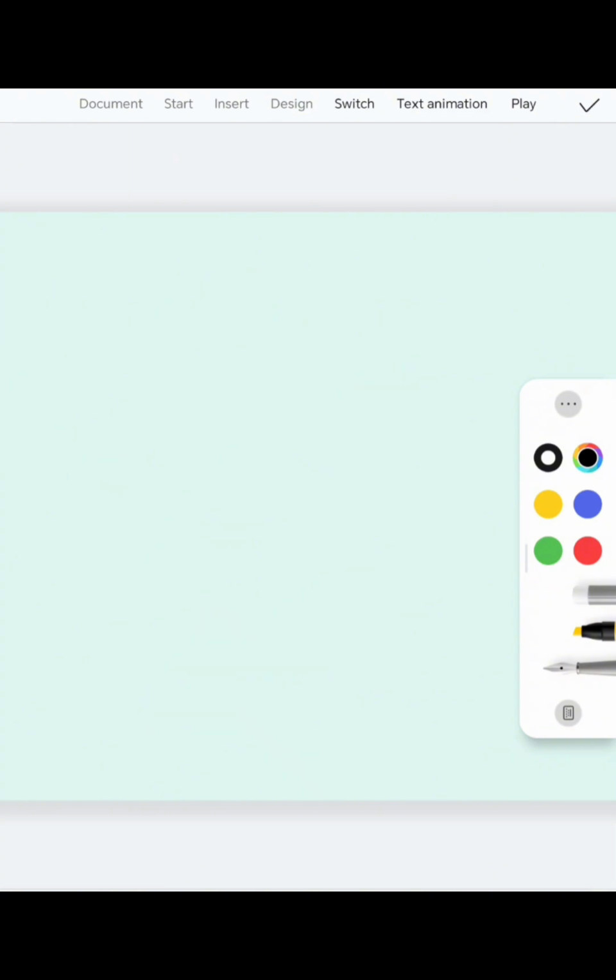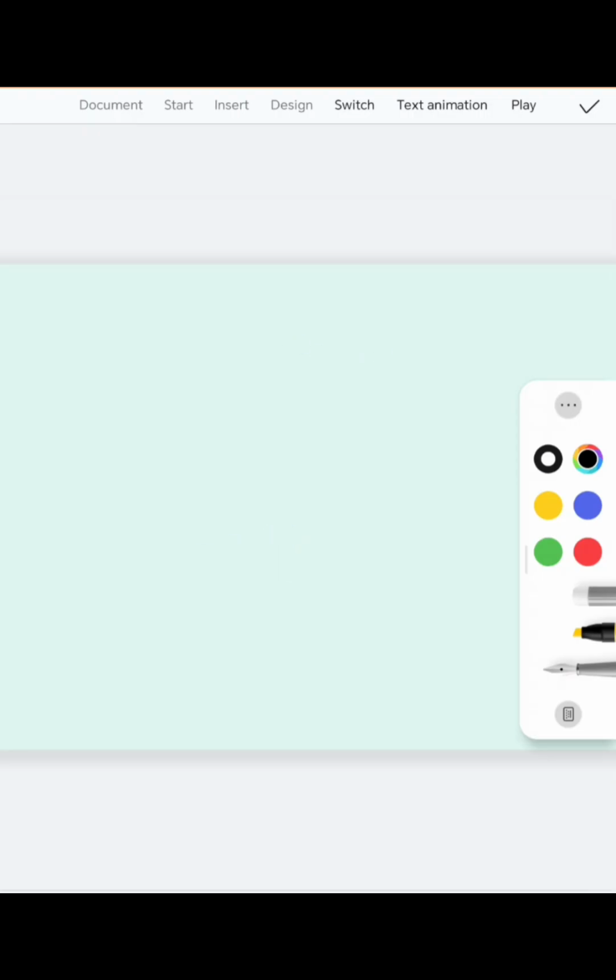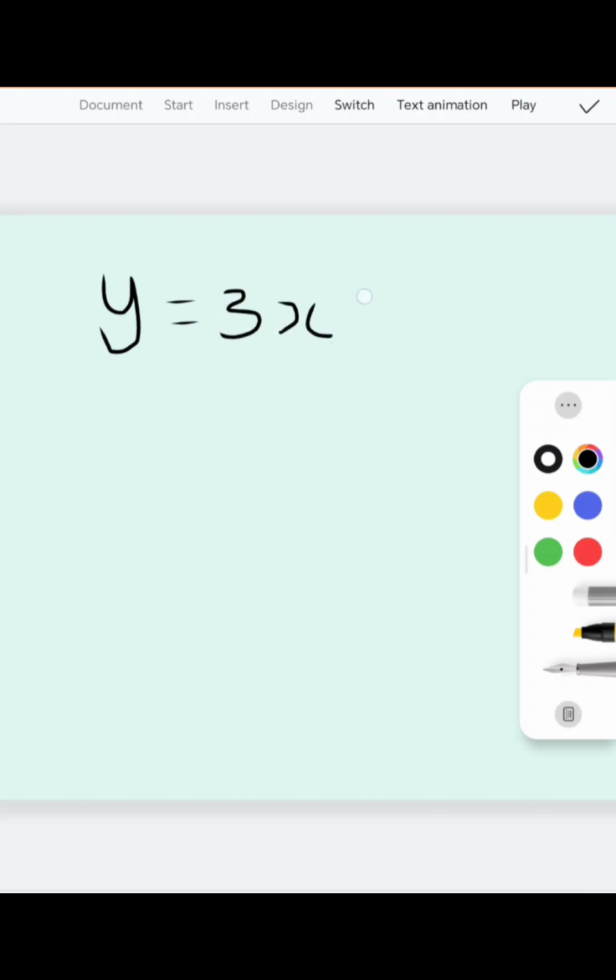So let us continue. Now, let us go to the examples. Let me give you the example that I may give you in class when you are doing linear functions. These are linear functions. y is equal to 3x plus 4. This is the linear function, guys. This is the example that I may give you as a linear function.